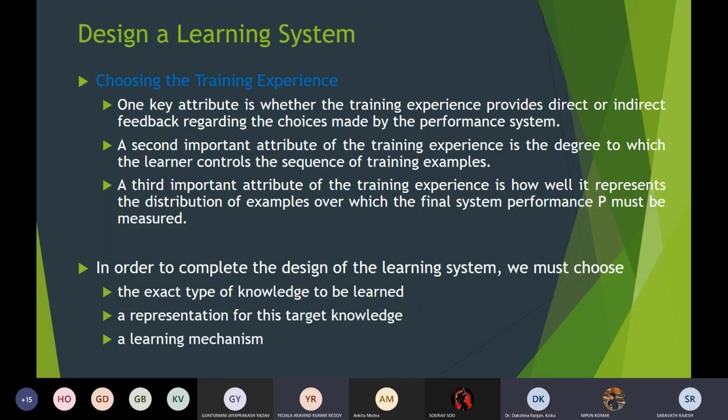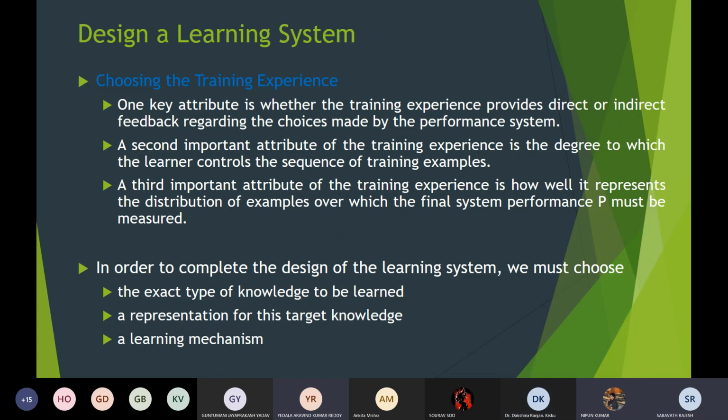In the last class, we started discussing learning systems, and we have seen that there is some essential information, or essential attributes, that are needed to design a learning system. For example, we have seen how training experience can affect a learning system based on the training examples.